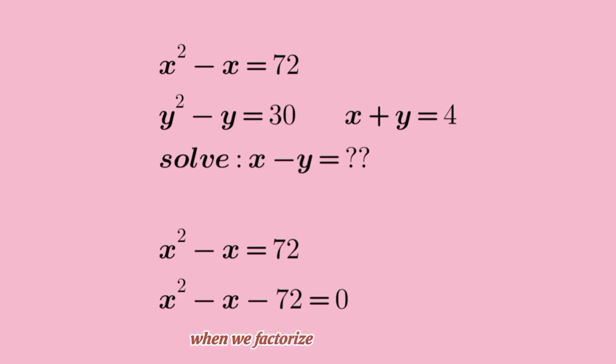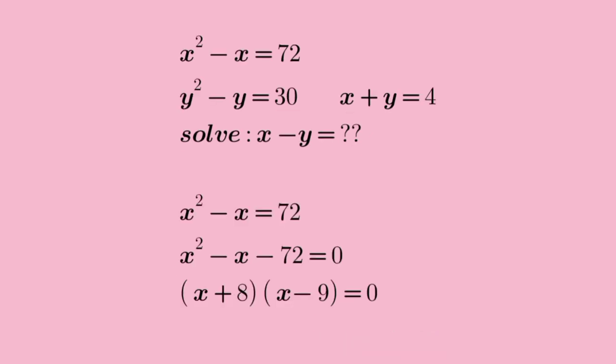When we factorize, we have x plus 8 multiplied by x minus 9 equals 0. The first value of x here is equal to minus 8 and the second value of x is equal to 9.